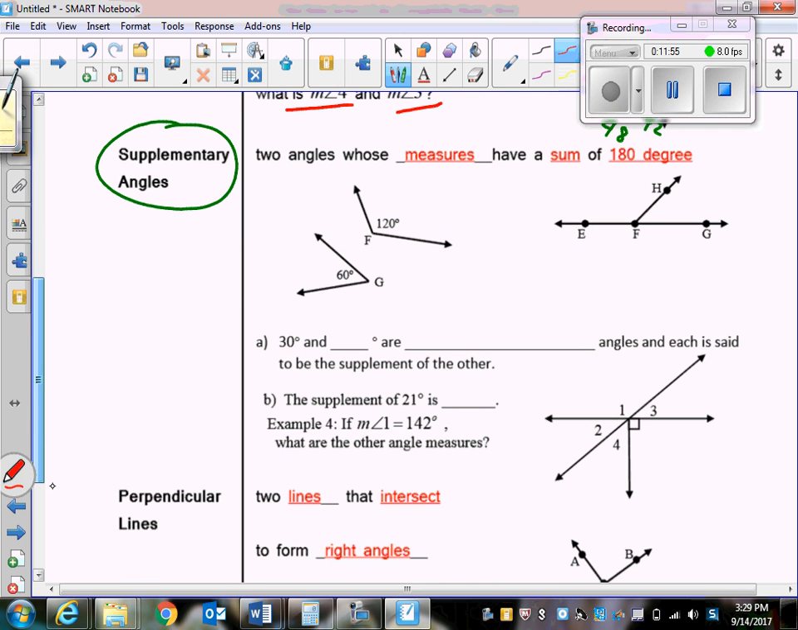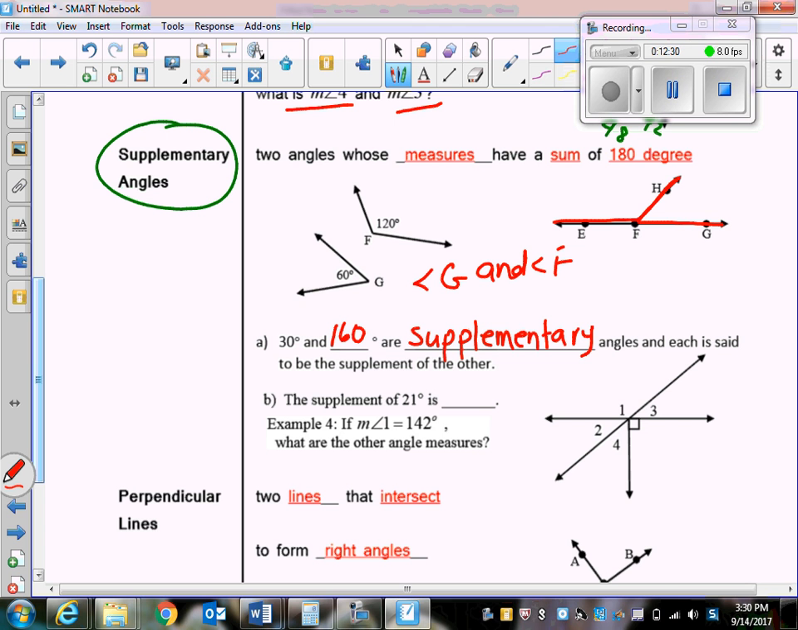When it comes to supplementary, these are two angles whose measures have a sum of 180 degrees. And again, they don't need to be connected the way a linear pair is. It can be two totally separate angles. Angle G and angle F are supplementary to each other because they add up to 180 degrees. So in this case, 30 and 160 are said to be supplementary angles, and each is said to be the supplement of the other.